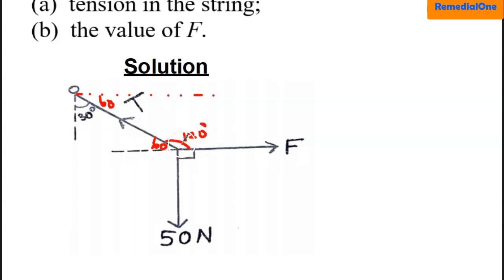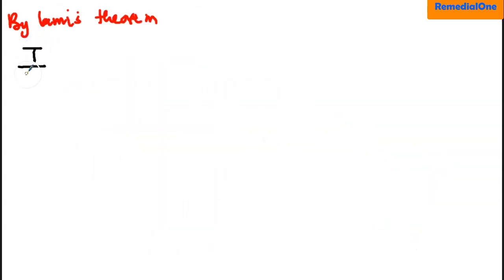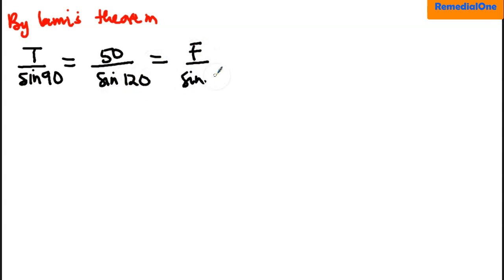As adjacent angles, angle on a straight line, because this angle is 90. Then this is 90. 90 plus 60 is 150. So let's draw the diagram. This is 120 degrees. This is 90. Then this becomes 150 degrees. Then the force here, F, and then this is the weight, that is 50 newtons. By Lami's theorem, T over sine 90 degrees is equal to 50 over sine 120, which is also equal to F over sine 150.